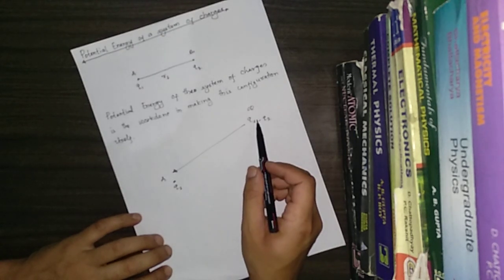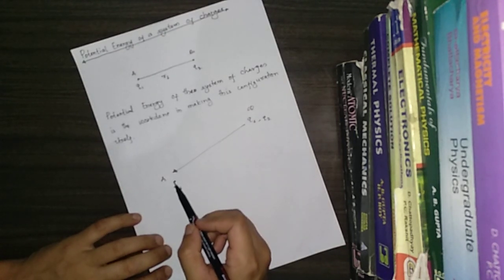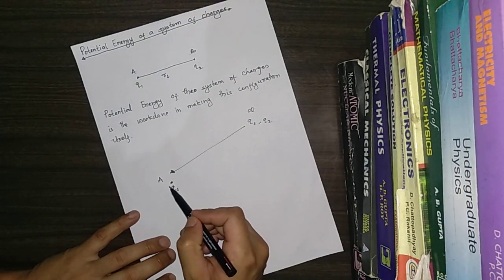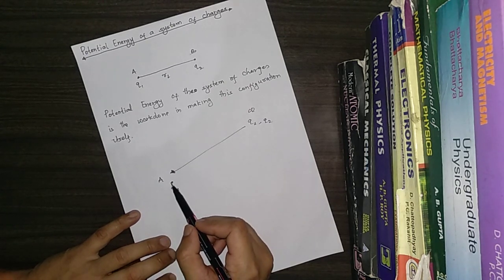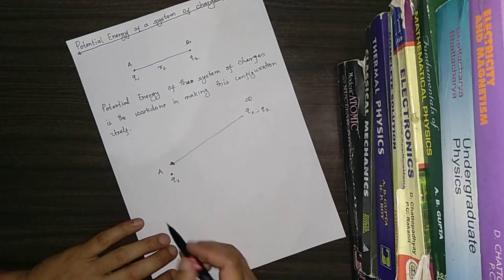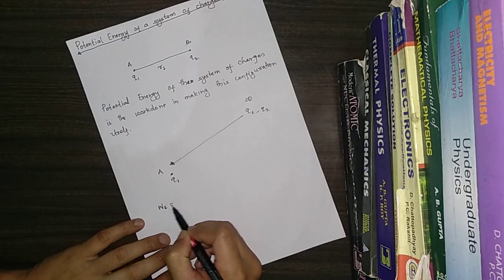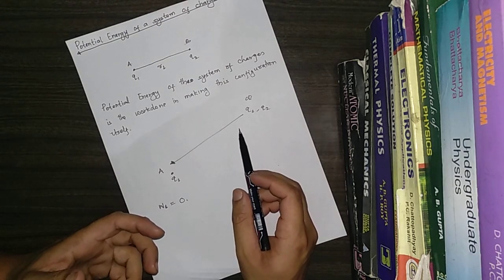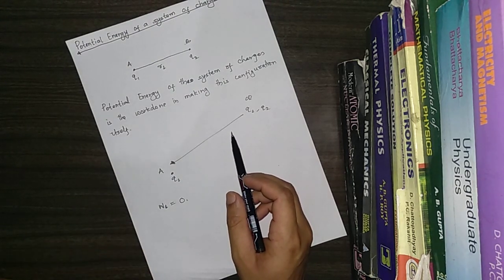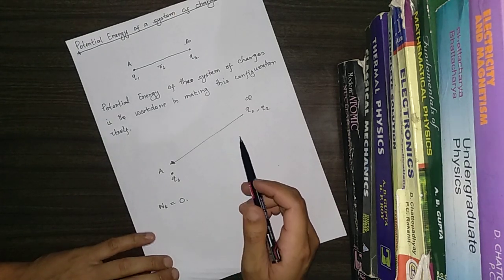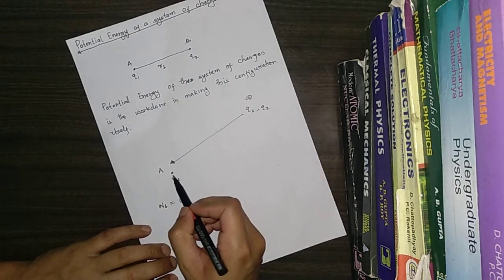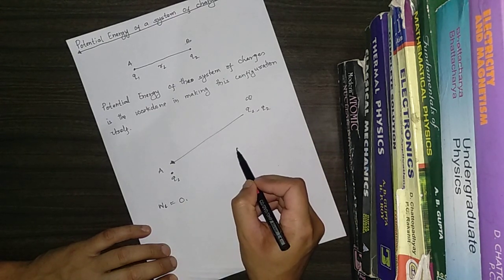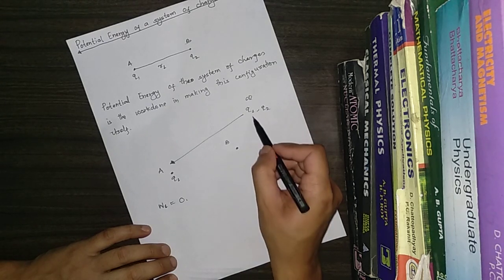Definitely, you have brought this charge Q1 to position A, where there was no charge around this particular position A. This Q1 was the only charge to be brought to position A. That means work done W1 is 0. So if you bring a charge Q1 in an open space, then your work done in such cases will be 0.